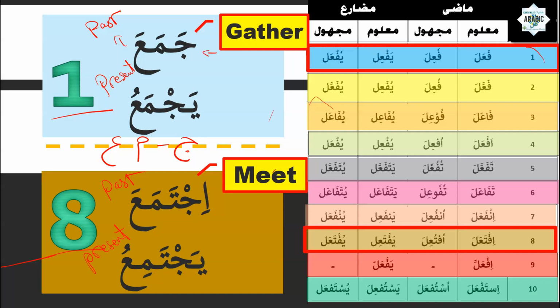جمع، يجمع، اجتمع، يجتمع. Let's look at a few examples, that way we can see the verbs in different contexts, and we'll most likely see a lot of idiomatic expressions, so please take notes of new vocabulary.